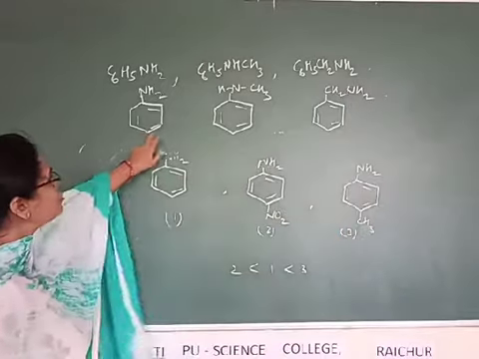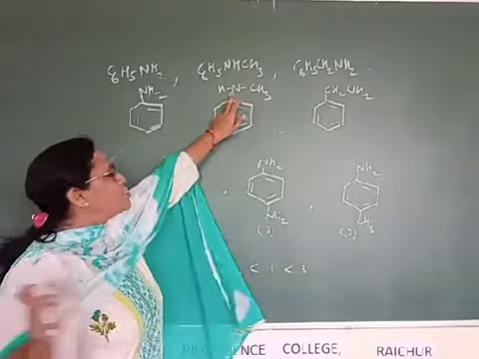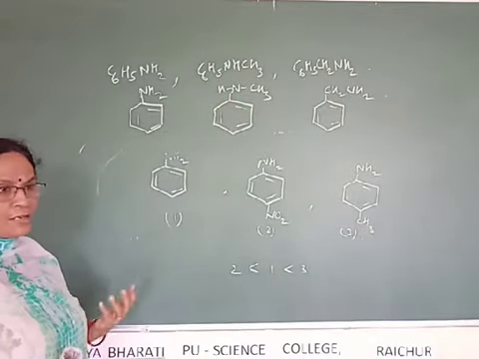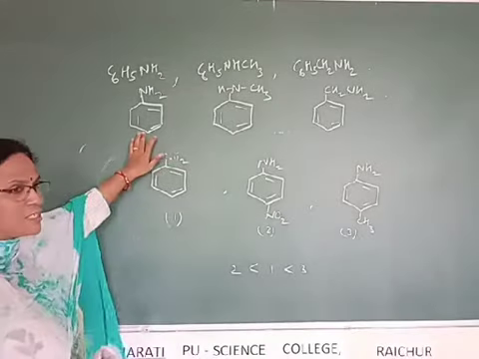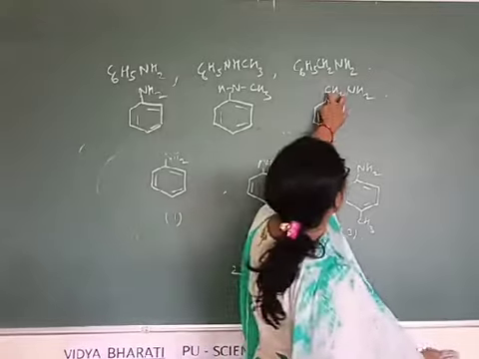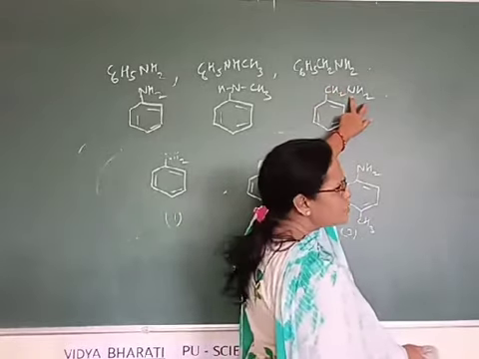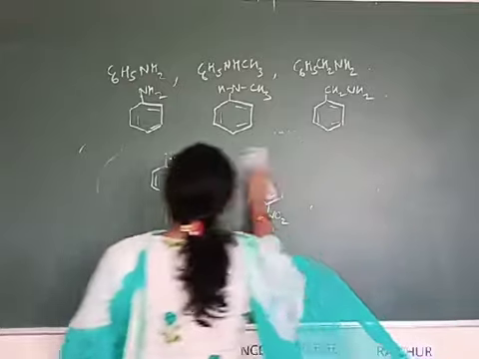So see, in these two structures, the benzene ring is directly attached to the nitrogen, and therefore the lone pair of nitrogen will be withdrawn by the benzene ring. So basic strength will decrease, whereas here it is attached to the carbon. And it is also a primary amine. So this will have the maximum basic strength.